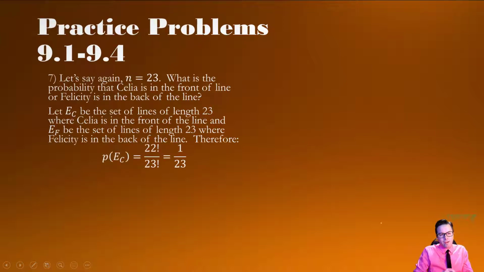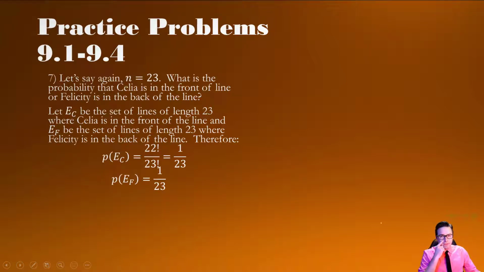And then if we think about Felicity being at the back of the line, well, that would be the exact same probability, right? It's just as likely for her to be in the back because we have one choice in the back and then N minus 1 factorial possible ways to arrange the rest of the people. And since it's 23, then it'd be 22, right? So it's 22 factorial over 23 factorial, which is, as we did here, 1 over 23.